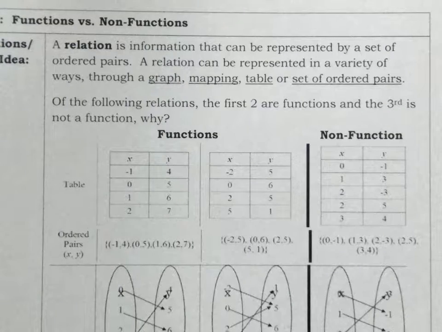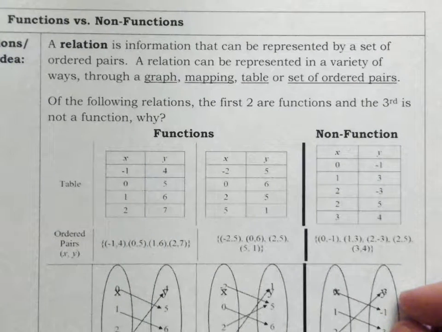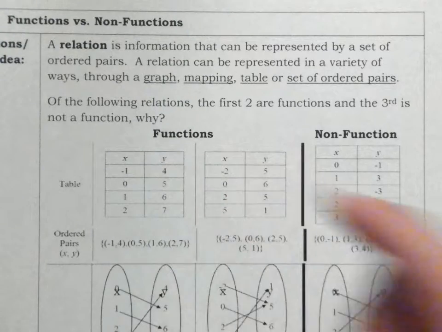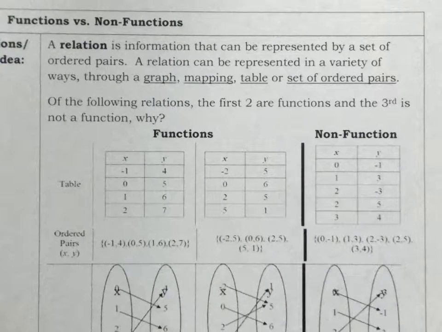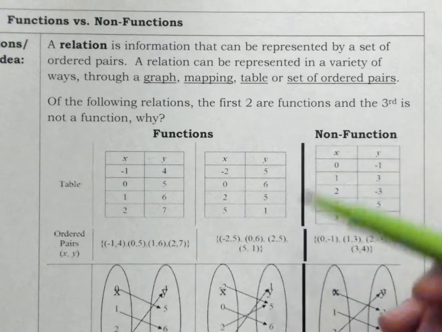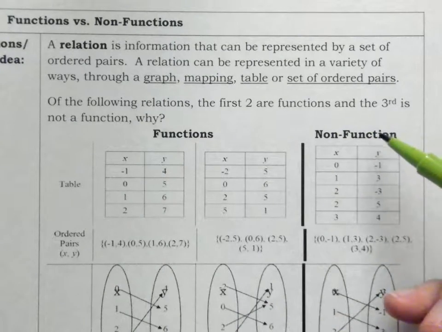Okay, this is the back of the function notation notes. So we're going to talk about functions versus non-functions, and it's something that you've probably seen from middle school. It says a relation is information that can be represented by a set of ordered pairs. A relation can be represented in a variety of ways through a graph, mapping, table, or set of ordered pairs. Of the following relations, the first two are functions and the third is not a function.